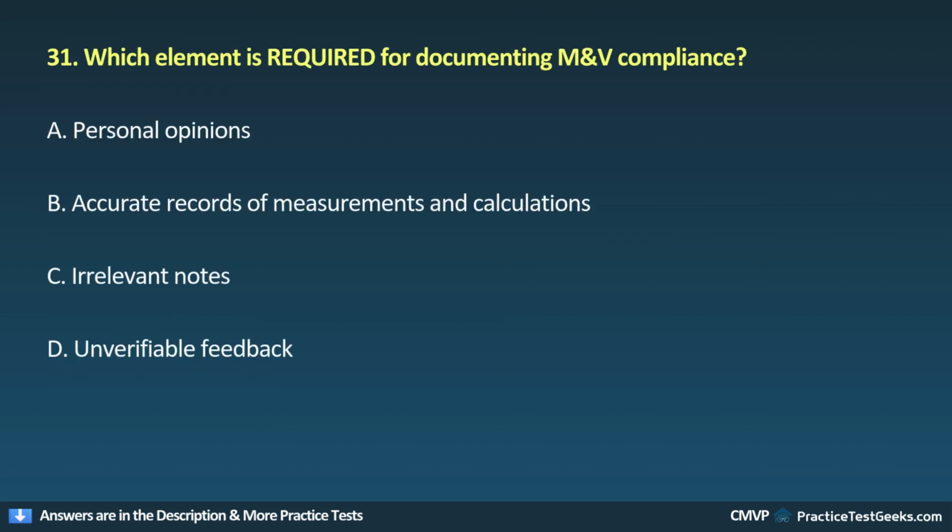31. Which element is required for documenting M&V compliance? A. Personal opinions. B. Accurate records of measurements and calculations. C. Irrelevant notes. D. Unverifiable feedback.